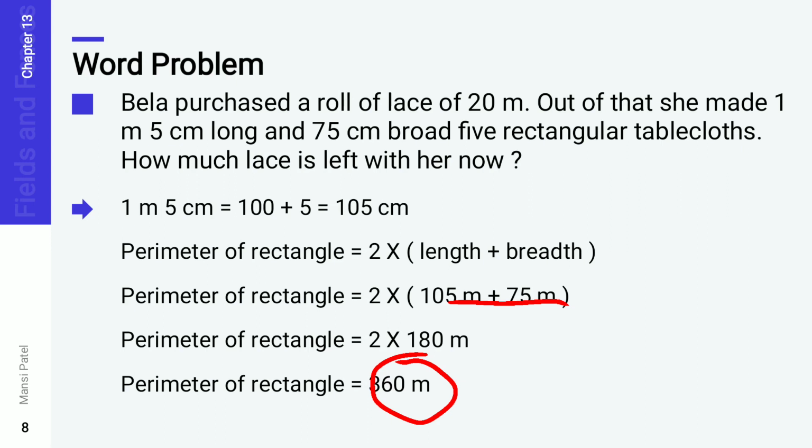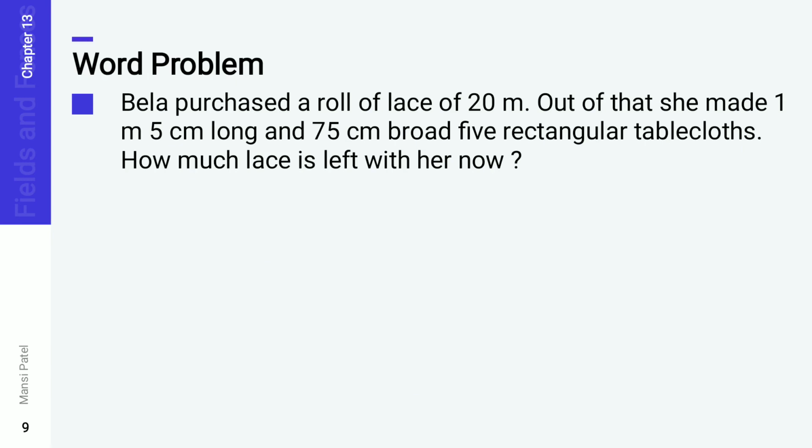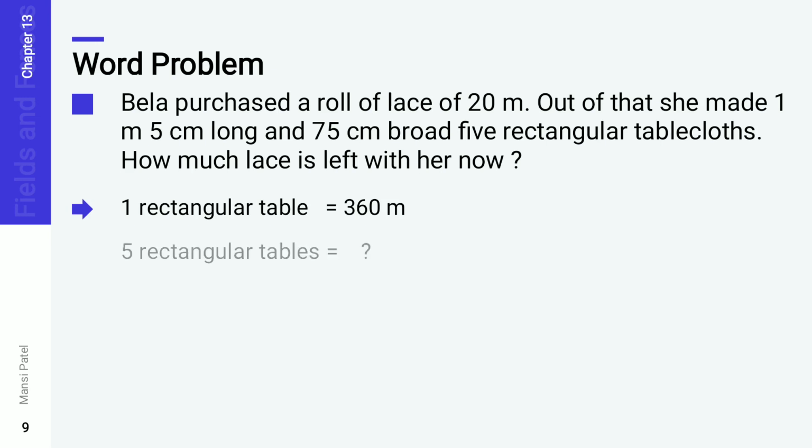Now she wants to make 5 tablecloths. So we have to find out with the help of unitary method. One rectangular tablecloth needs 360 centimeter lace. So how much do 5 tablecloths need? 5 tablecloths is equal to question mark. 360 multiplied by 5 is equal to 1800 centimeter lace is needed.